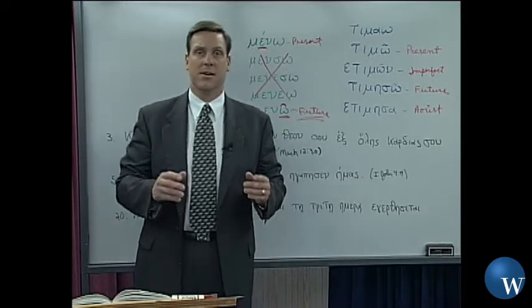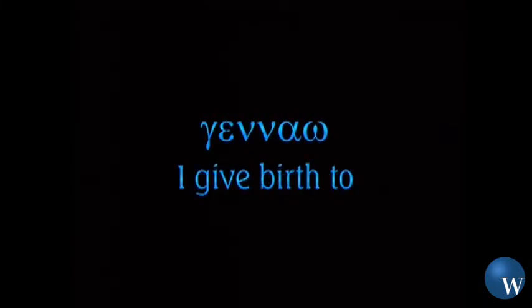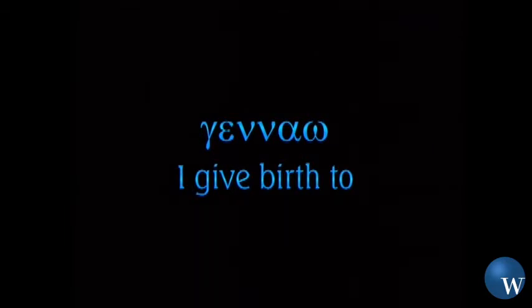All right, what I want us to do now is to go to the vocabulary and begin to look at those vocabulary words. We'll go down them rather quickly, pronounce them, and then give their meaning, and then we'll work some sentences as time permits. Our first contract verb is agapao, I love. The next word is genao, I give birth to. Our word genealogy comes from that word.